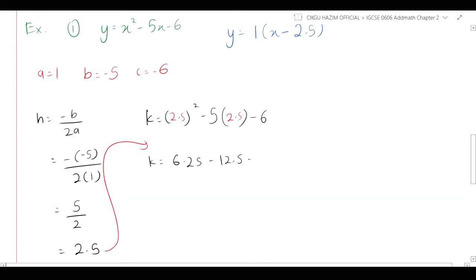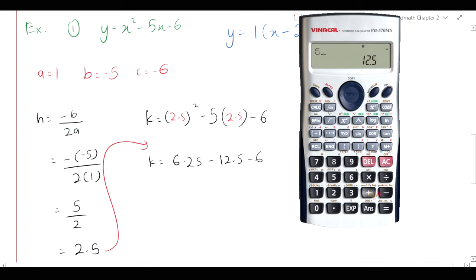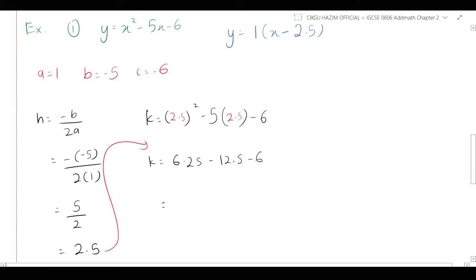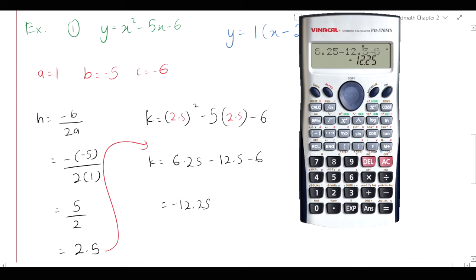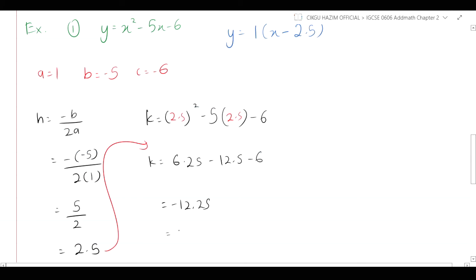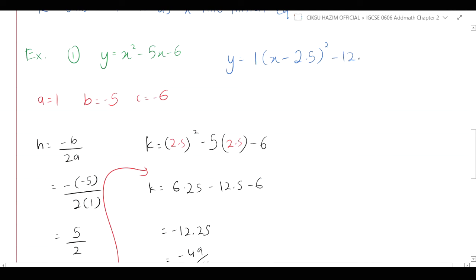So 12.5 minus 6. Okay, so 6 minus 12.5 and minus 6, you're going to get negative 12.5. Sorry, I think there's a mistake here. 6.25, okay, sorry, 6.25 minus 12.5 and minus 6 here, there's going to be negative 12.25. So negative 12.25, or in a fraction, you're going to put negative 49 over 4. So now you already know that your vertex form must have minus 12.25.